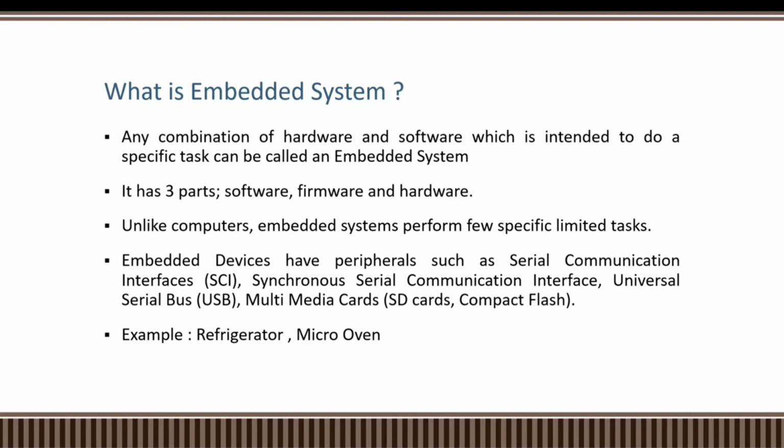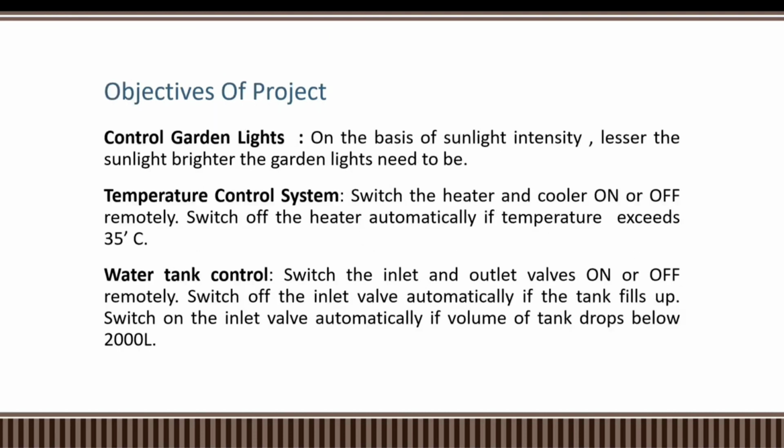Embedded devices have peripherals such as serial communication interfaces, synchronous serial communication interface, universal serial bus, multimedia cards, for example, SD cards, compact flash, and all. So, an example for an embedded system would be a refrigerator or a microwave oven.